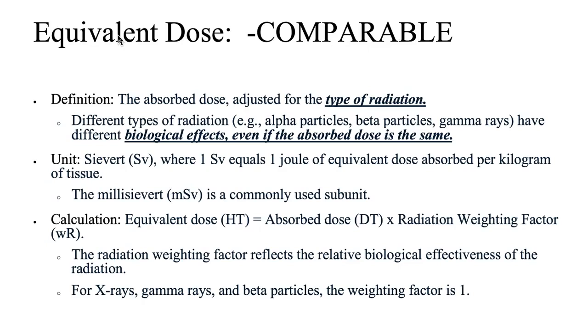Okay, and then what they have done is they have put them together and basically say that for X-rays, gamma rays, beta particles, the weighting factor is 1. So the radiation weighting factor reflects the relative biological effectiveness of that radiation, so that they are the same. We understand that they are different. As an example, a pound of feathers versus a pound of lead, right? They both weigh a pound, but it's going to take a lot more feathers to weigh a pound than it will of lead.